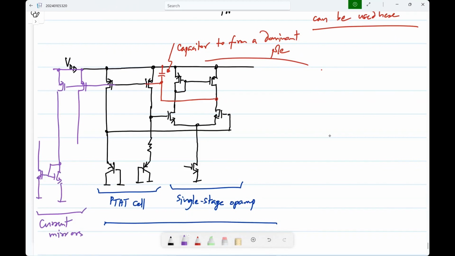And of course, you can use W by L ratios as required to scale the current. If this is operating with 1 microamp, you don't need to use 1 microamp everywhere. Just multiply it up and use it.